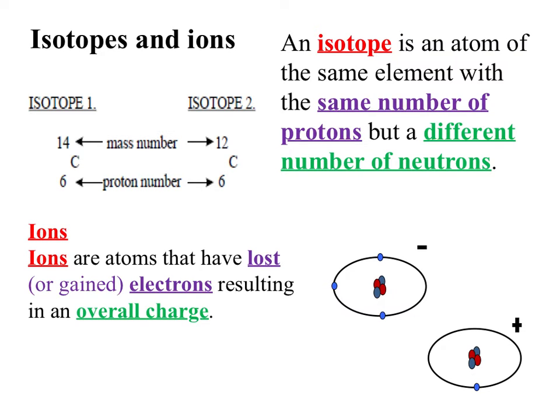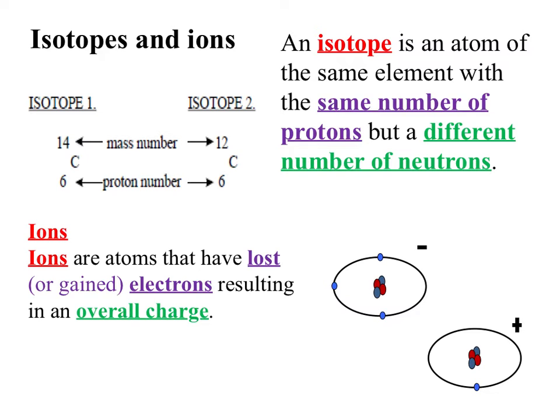So an isotope is an atom of the same element, the same number of protons, but a different number of neutrons. And we can see here we've got two isotopes of carbon, carbon-14 and carbon-12. They both have a proton number of 6 because they've got the same number of protons, but they've got a different nucleon number, which means that carbon-14 has 2 more neutrons than carbon-12.